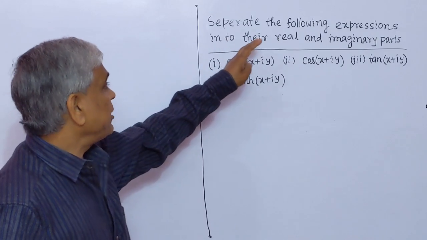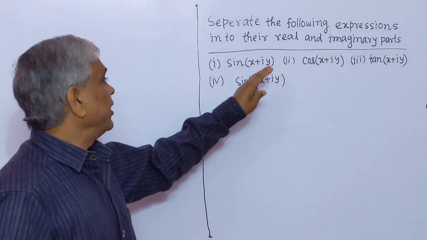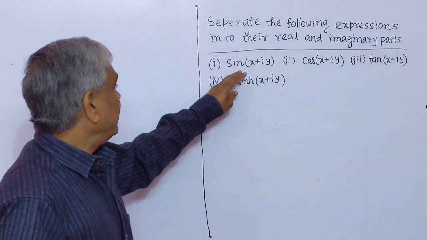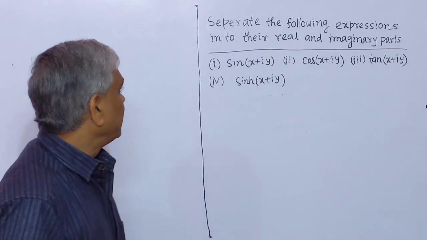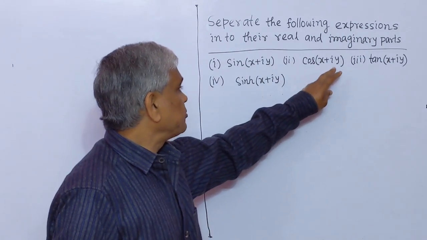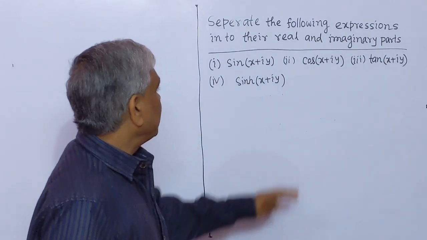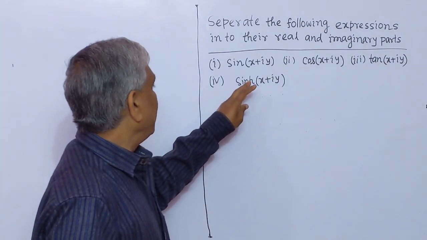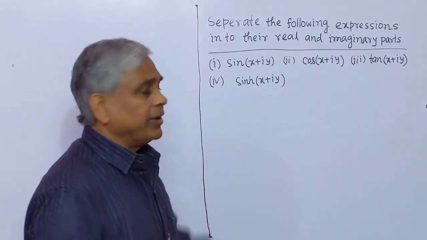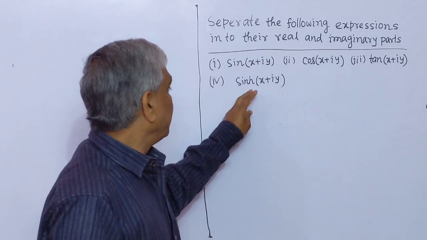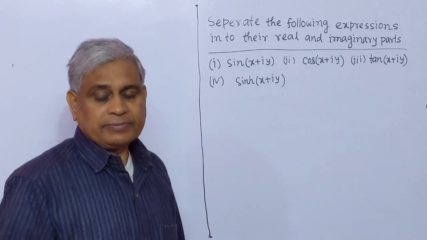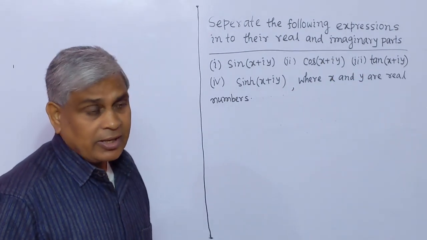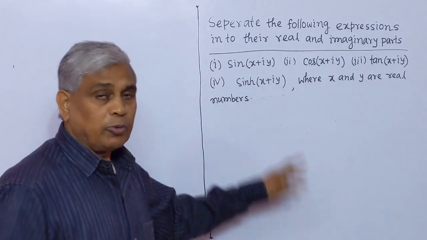Problem is, separate the following expressions into their real and imaginary parts. Number 1, sin(x + iy). Number 2, cos(x + iy). Number 3, tan(x + iy). Number 4, sinh(x + iy), means hyperbolic sine (x + iy), where x and y are real numbers. Now we solve these problems.